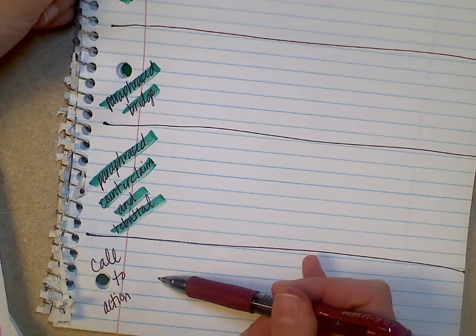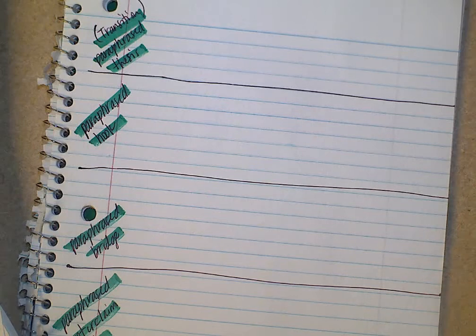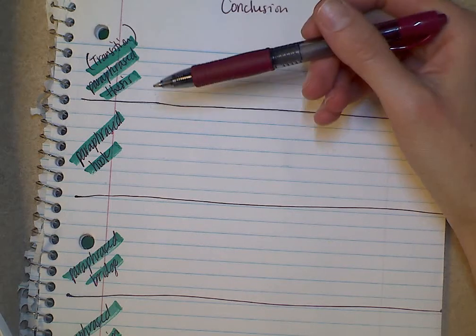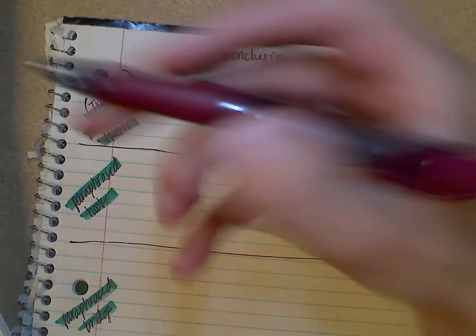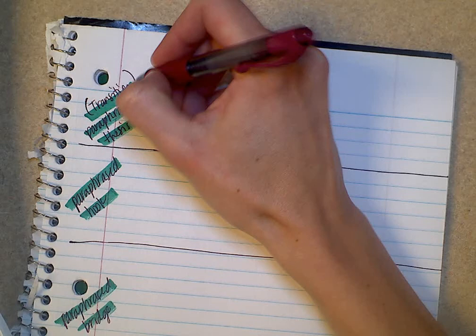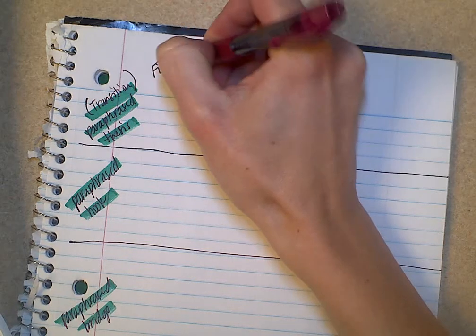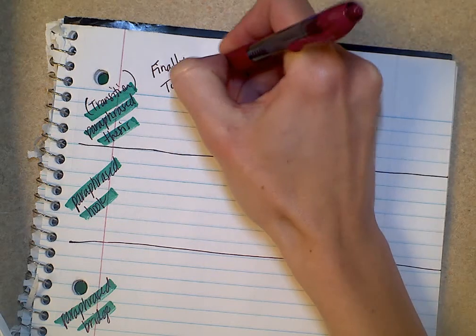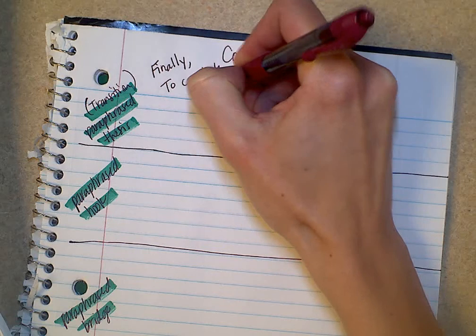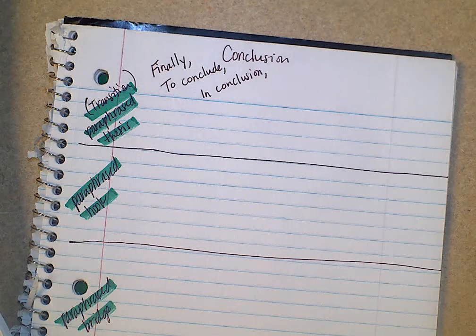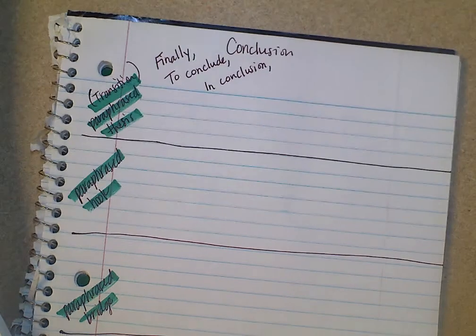Of course, going from one body paragraph to your conclusion, you have to have an appropriate transition. I'll give you some ideas. You can do finally, comma, to conclude, comma, in conclusion, and there are other ways you can conclude your paragraph. But those are three examples. I'm just going to use in conclusion, and then, of course, comma.